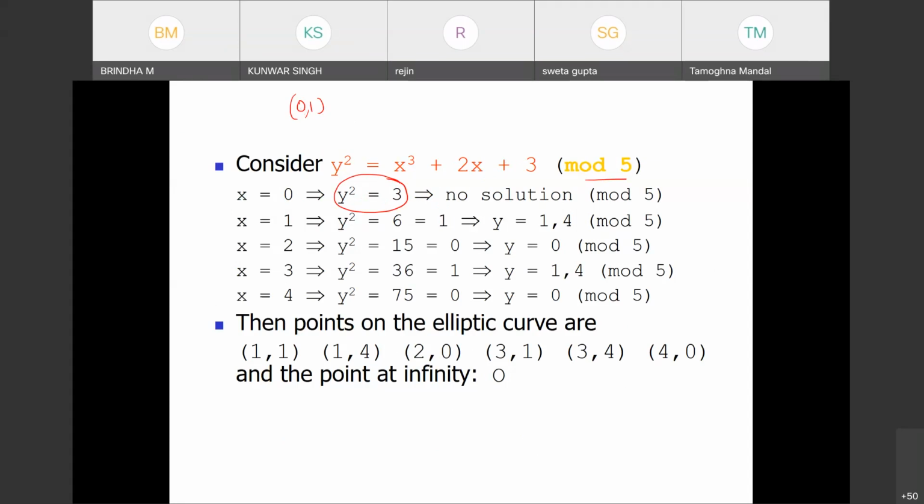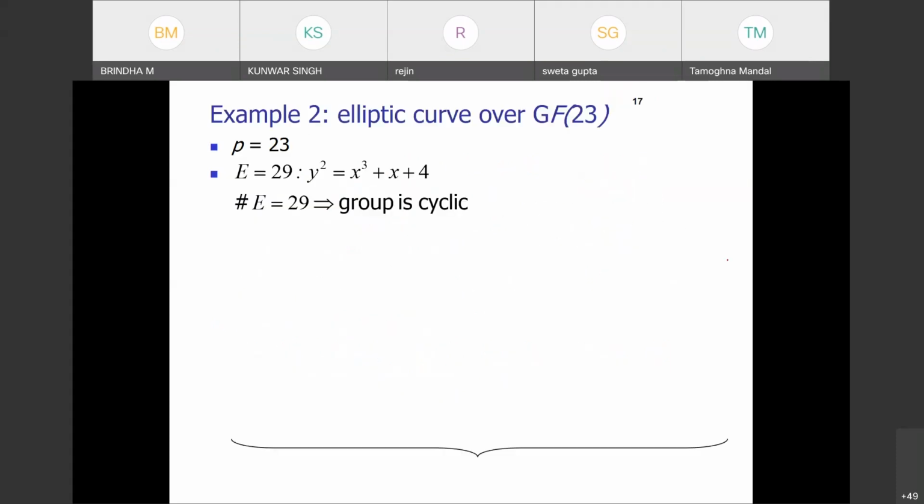That's why I told you it will not be p square. Otherwise, if you say (x, y), x can vary p ways, 0, 1, 2, up to p minus 1, and y can vary p ways. So the number of points would be p square. But that is not the case. Okay, that is not the case.